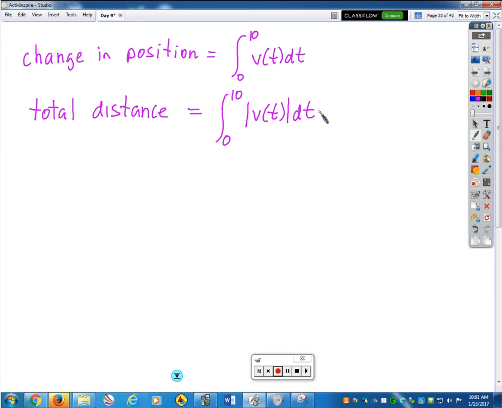If I'm looking at total distance traveled, I don't want to count anything negatively. I just want to add up all those distances. Therefore you integrate the speed. Please don't make this mistake: you can't put the bars outside of the integral. That's different. That's finding the absolute value of the change in position.